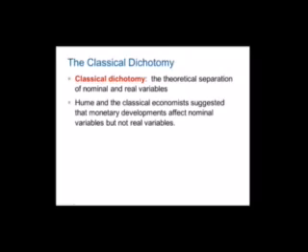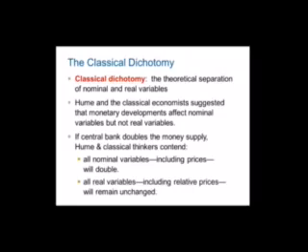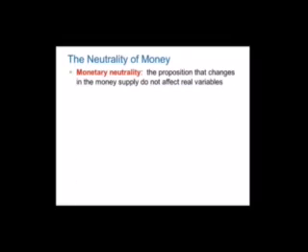Now, what do they mean by that? If you increase money supply, nominal GDP will go up, but real GDP won't. If you increase money supply, nominal wages will go up, but real wages won't. Why? Because if the central bank doubles money supply, Hume and other classical thinkers believed that all nominal variables will go up by the same amount as the increase in money supply, but all real variables will remain unchanged.